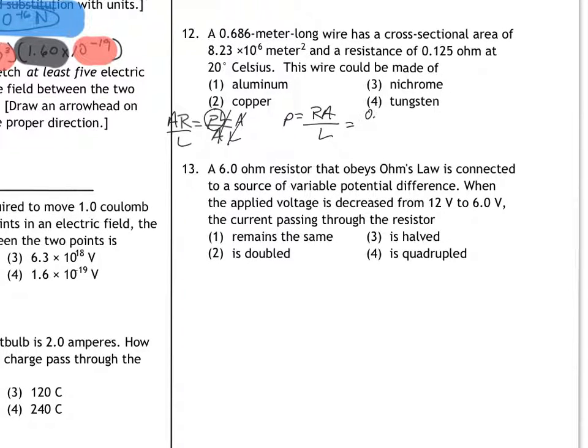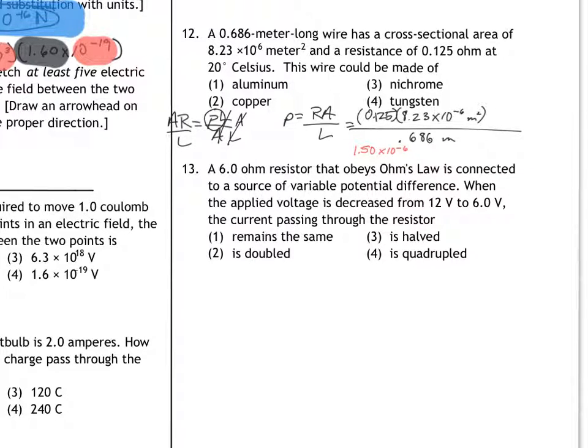The resistance is 0.125. The cross-sectional area is 8.23 by 10 to the negative 6 square meters, and the length is 0.686 meters. So I just ran that calculation, and I got 1.50 times 10 to the negative 6, and I'm on my reference table looking to compare it to a resistivity for some substance to match it to, and I can't get it to match to anything.